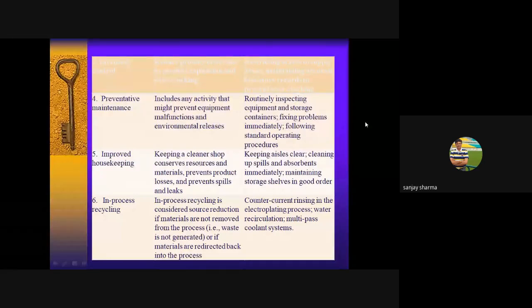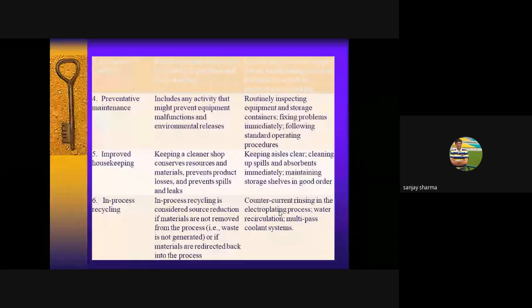Similarly, counter-current rinsing in the electroplating process, water recirculation, multi-pass coolant systems, etc. are a few examples. And in the textile unit where we worked, they were using colors like green, red, black, yellow, and blue for different colors of the clothes. What we found is that red waste can be reused to produce black. Similarly, other colors can be reused four or five times.